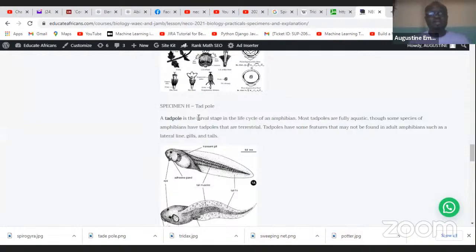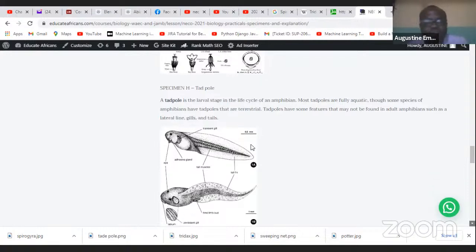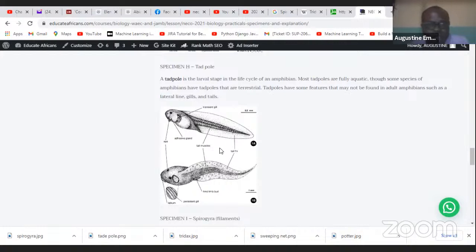Now let's look at specimen H, known as the tadpole. A tadpole is the larval stage in the life cycle of an amphibian. Amphibians are animals that live both in water and on ground. So the tadpole is actually their larval stage. Most tadpoles are fully aquatic, though some species of amphibian have tadpoles that are terrestrial. Tadpoles have some features that may not be found in adult amphibians, such as lateral lines, gills, and tails. So you should know this tadpole, know this diagram, and know how to draw it.